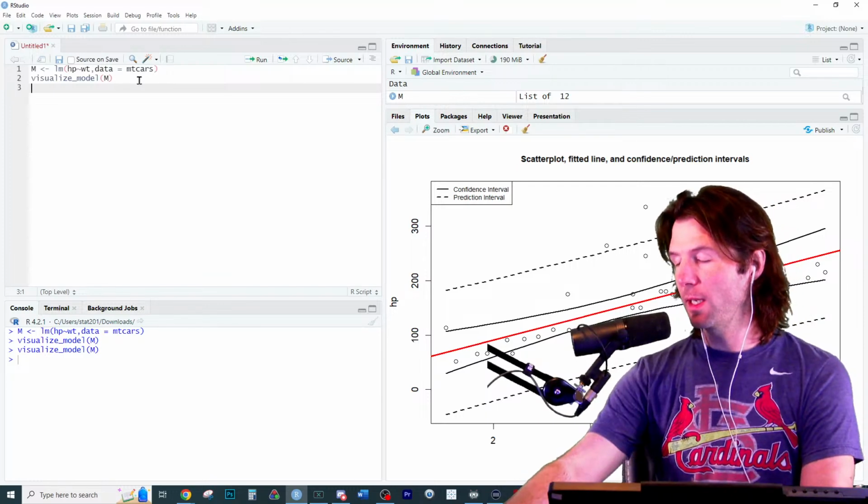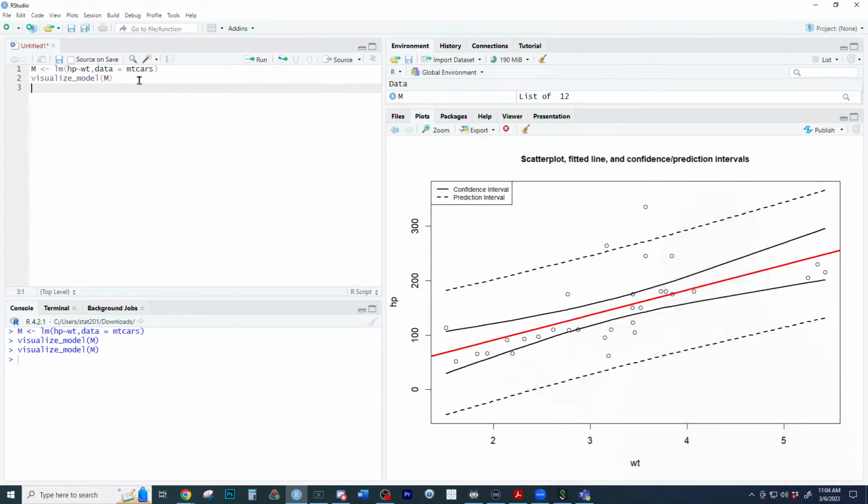So right here, how would you explain the relationship in this data? Like, what's going on right here? Cars that weigh more, generally what?